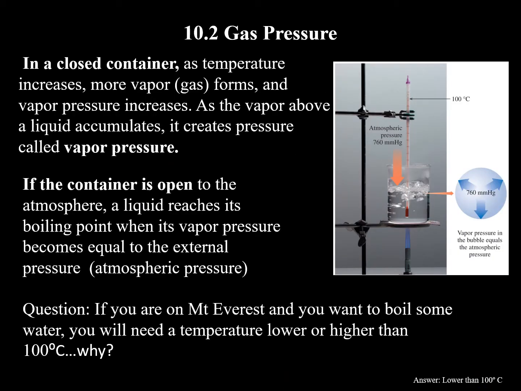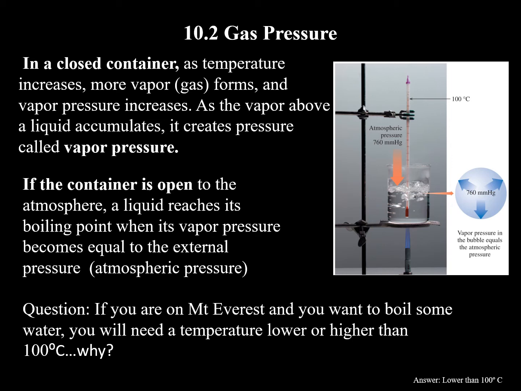So in a closed container, as the temperature increases, more gas vapors form. So in this case, we would have a closed container. If we heated up the closed container from underneath, so if you're boiling water and you covered the pot with the lid, that would be a closed system. The vapor above a liquid accumulates, and then it creates pressure we call vapor pressure.